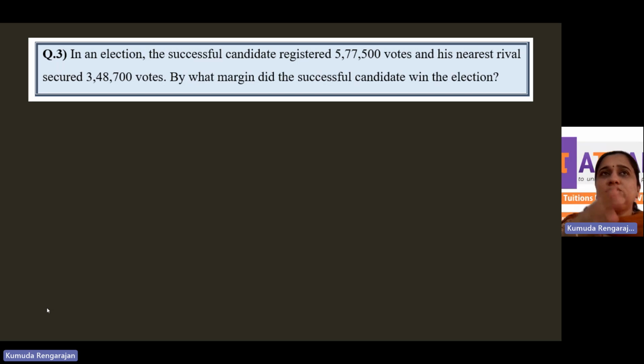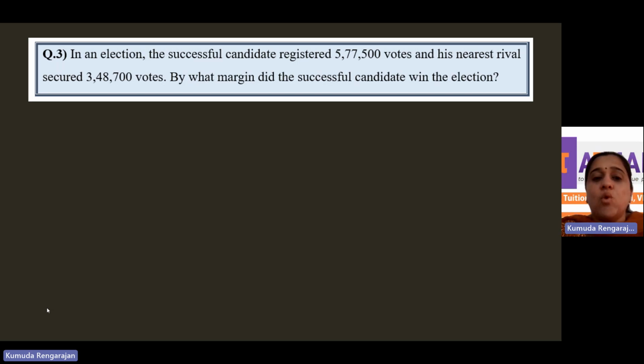The nearest rival means, supposing four people had contested, and he's topping because he's got the most number of votes. The person just after him is his nearest rival. Rival is not enemy, actually, but the person who had competed. In English, rivalry means enmity, but here in elections, it's not enmity. Rival means competitor. Supposing four had stood for the elections, the remaining three candidates are his rivals. And his nearest rival is the one in the second place.